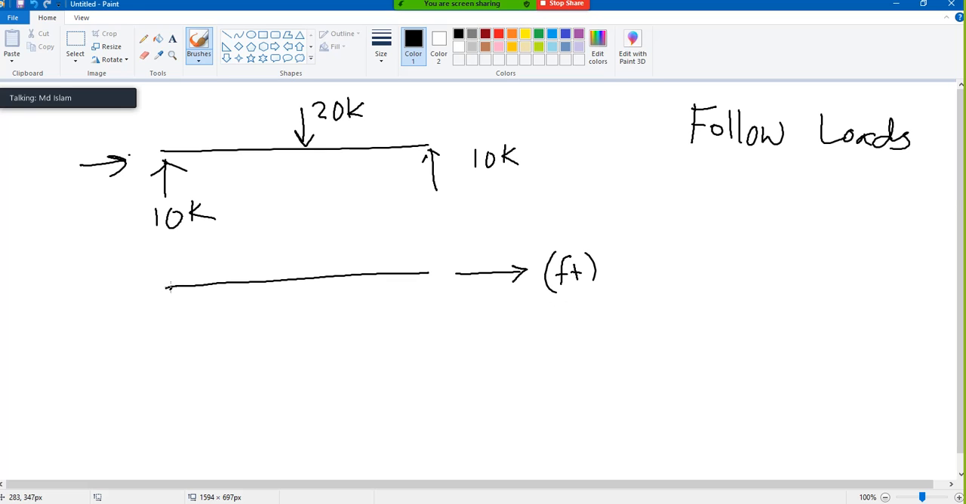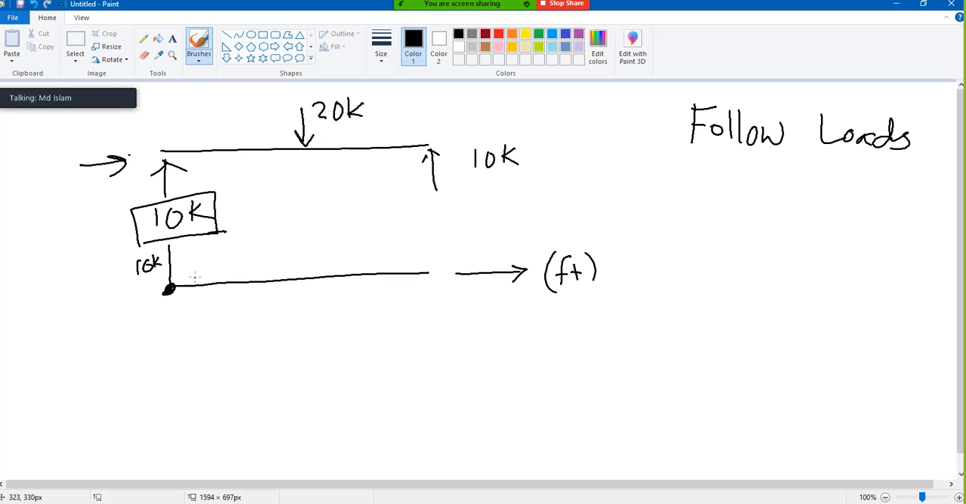Follow the loads. At the beginning, what is your load? 10 kip. You all agree that at the beginning my load is 10 kip. Now this 10 kip, up or down? Obviously up. So I'll go up by 10 kip. So we followed our load. At the beginning my load is 10 kip up, and we went up.